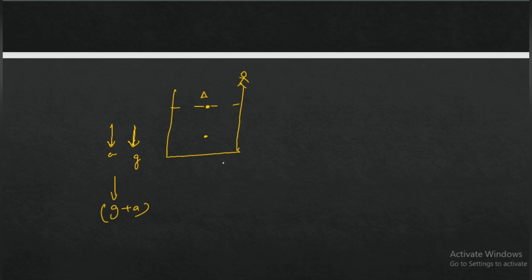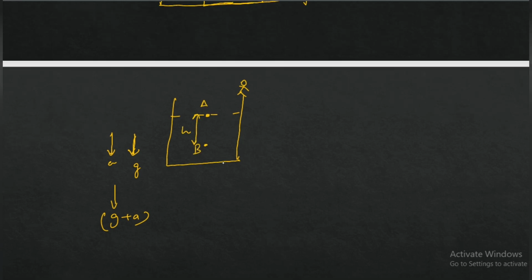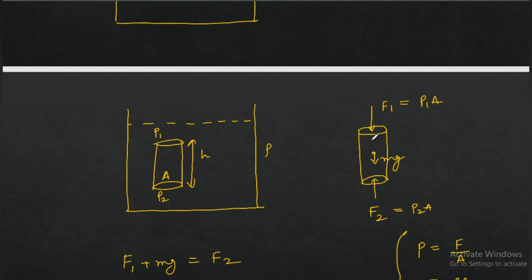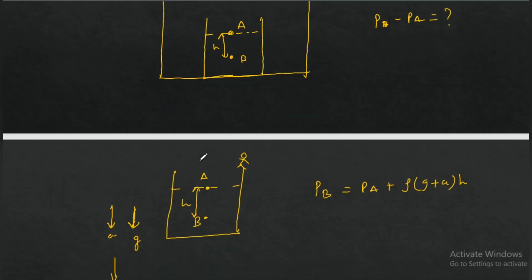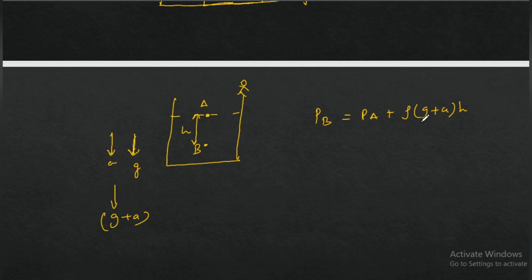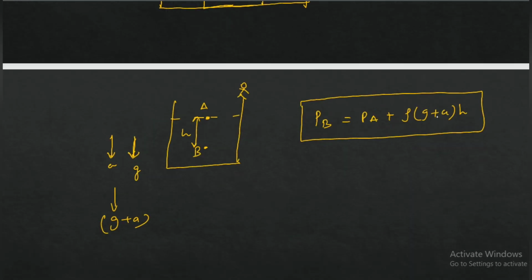Now this is A, this is B, and h is the difference. Now what can we do? PB equals PA plus rho times (g plus a) times h. Look here, earlier the acceleration due to gravity was g, so only g came in, but here the effective acceleration is g plus a. So g plus a will come here, and there will be no other change in the equation. This is the final expression.